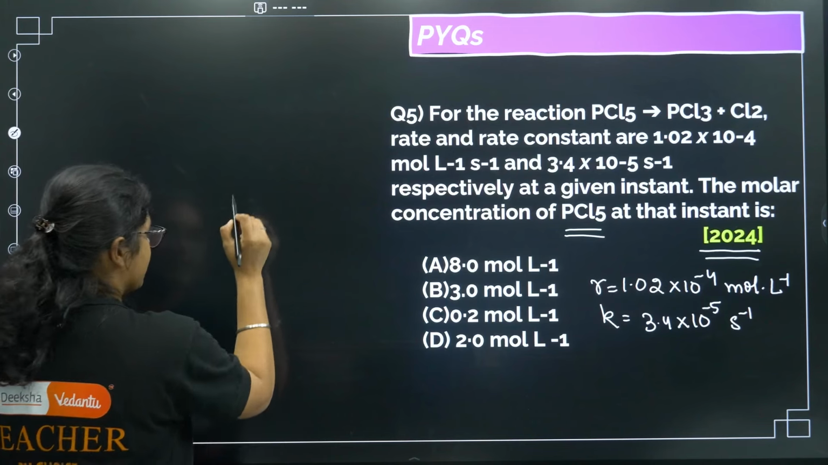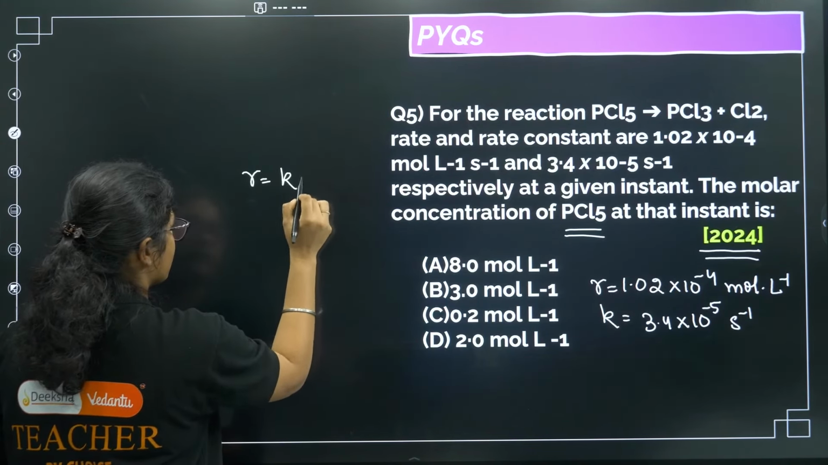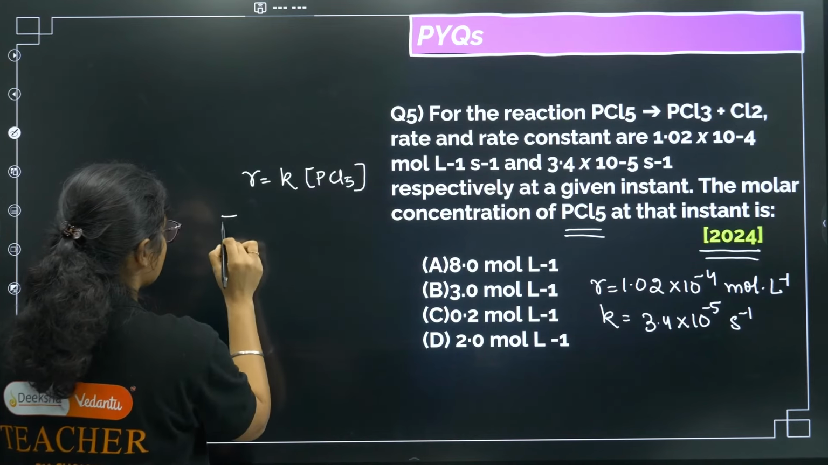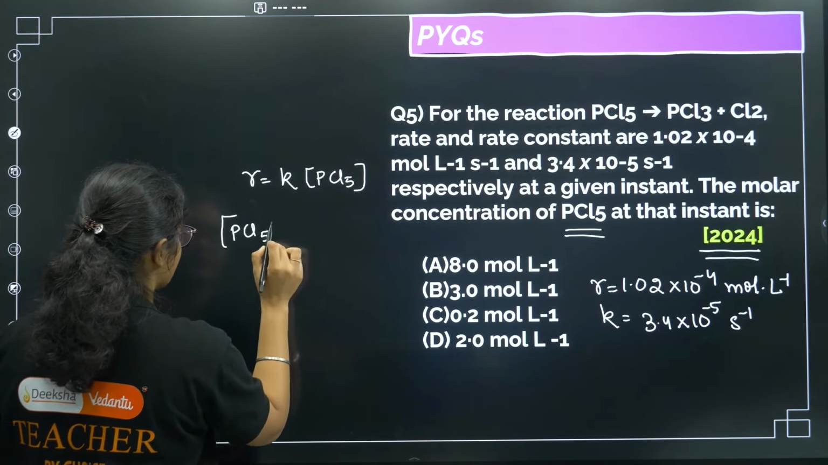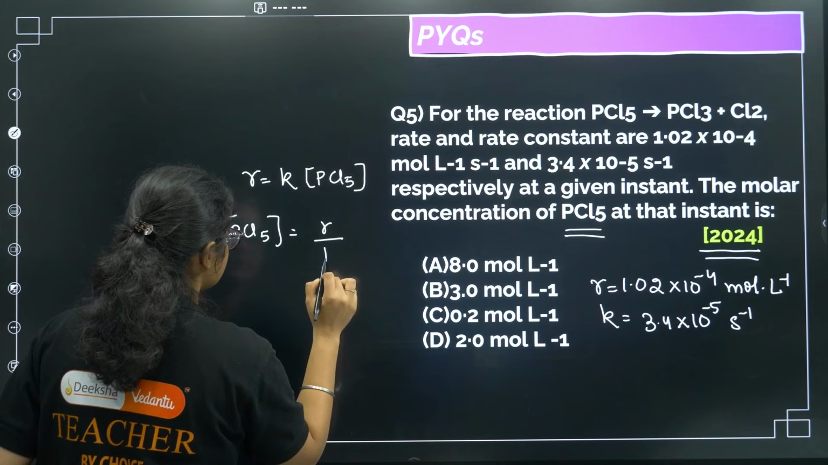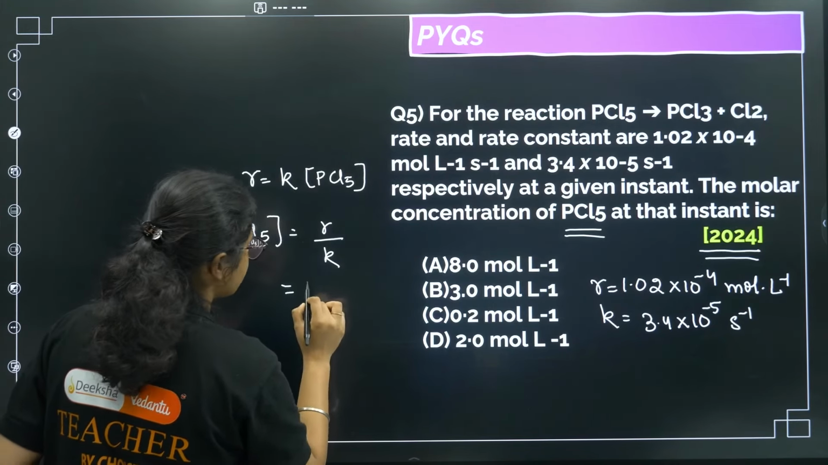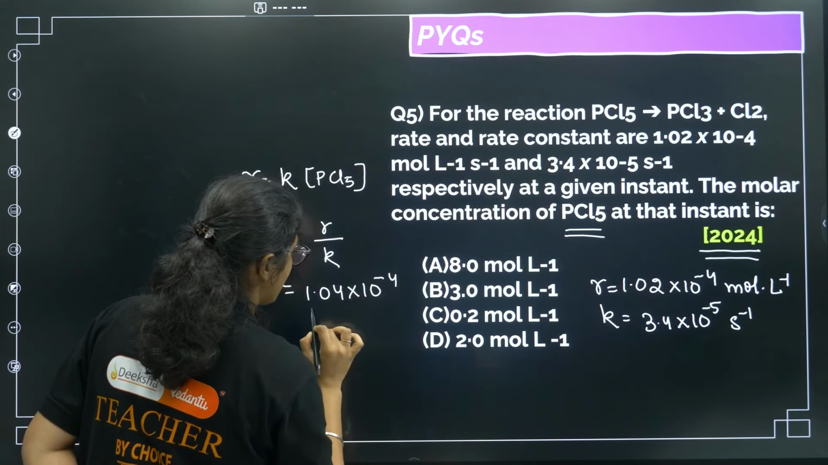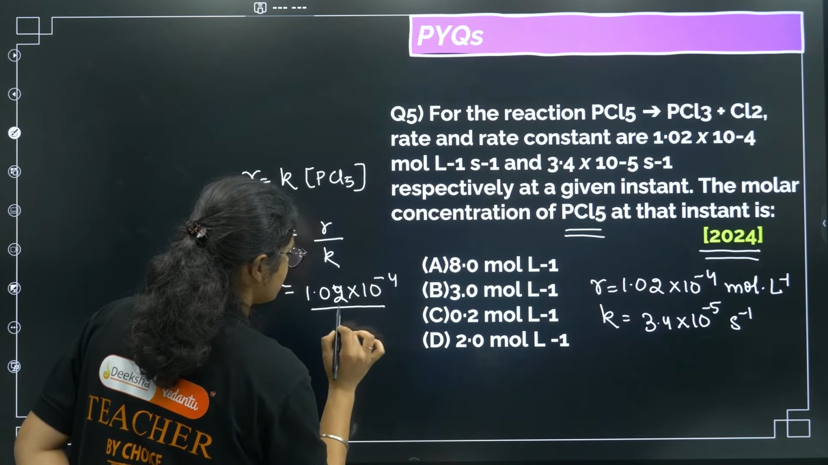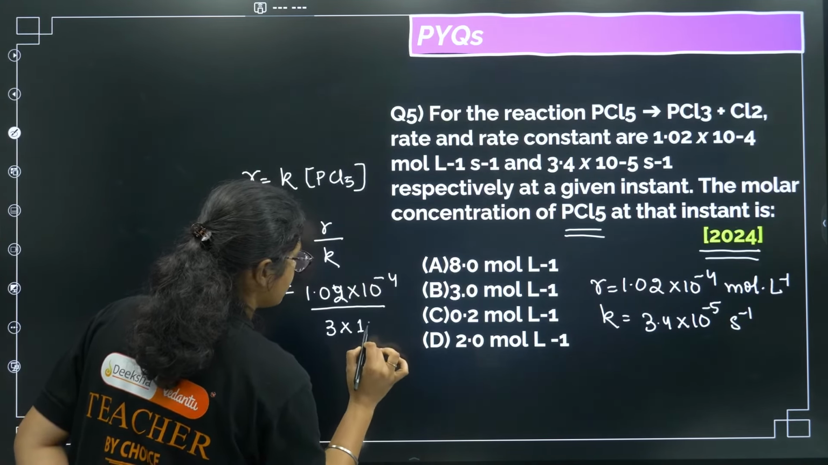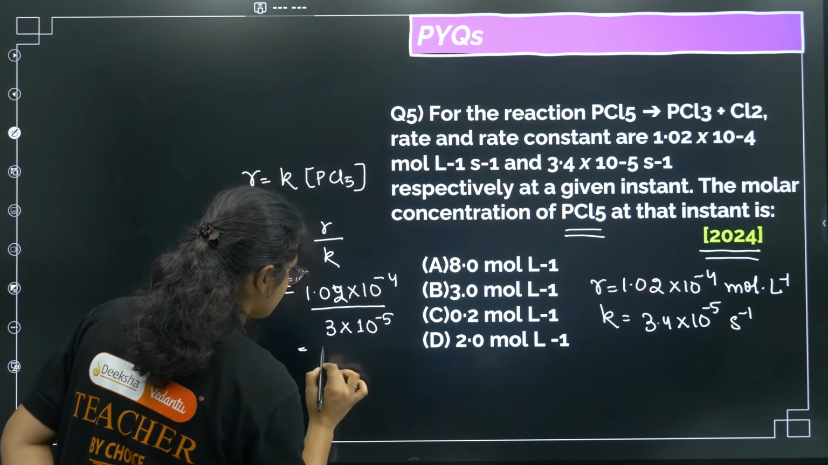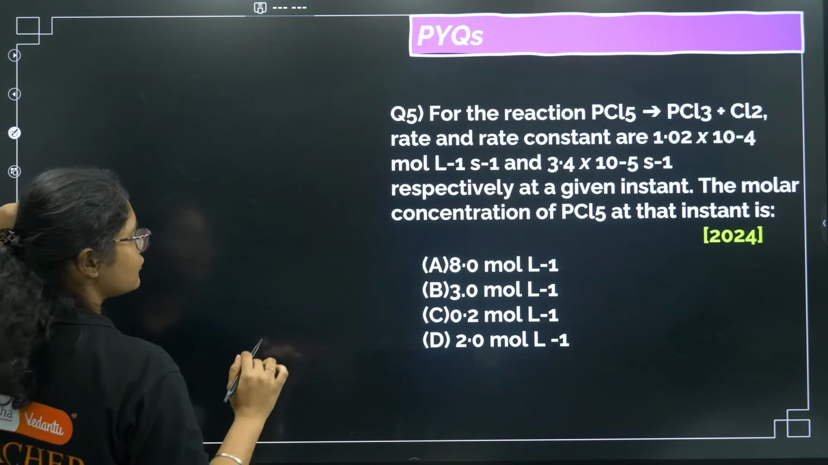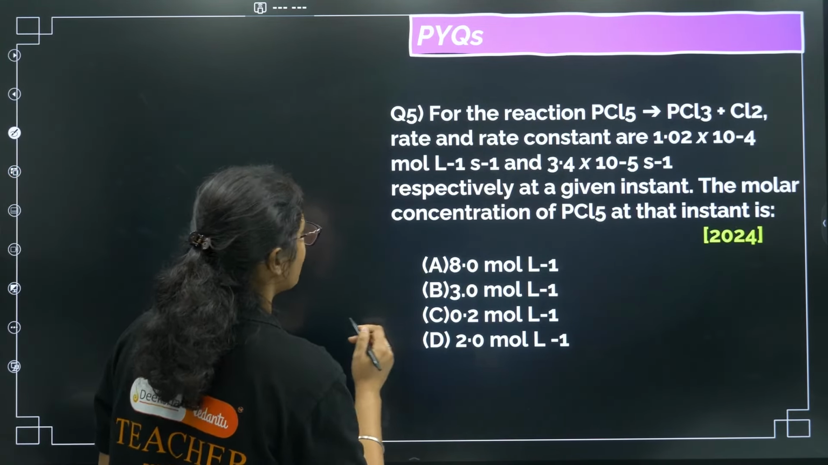So if I want to write the rate law for this one, R will be equal to K into concentration of PCl5, right? So I can write concentration of PCl5 as rate by constant, right? So what is the rate value? 1.04 into 10 to the power of minus 4, and this one is 1.02, and this one is 3 into 10 to the power of minus 5. Okay, let us do it again. I just rubbed all the values.